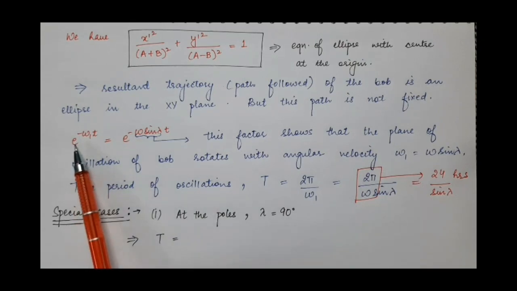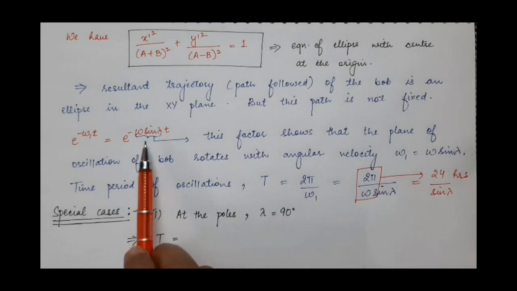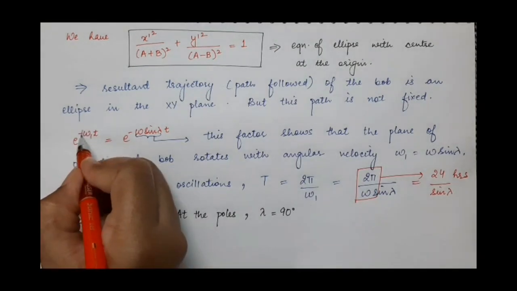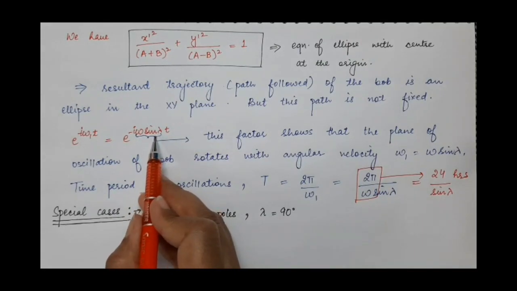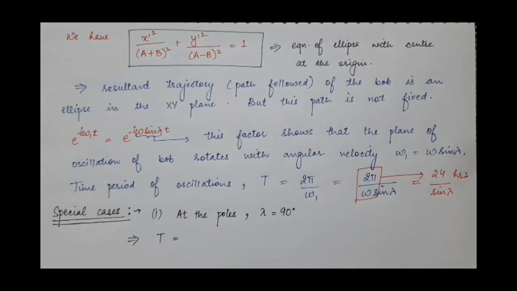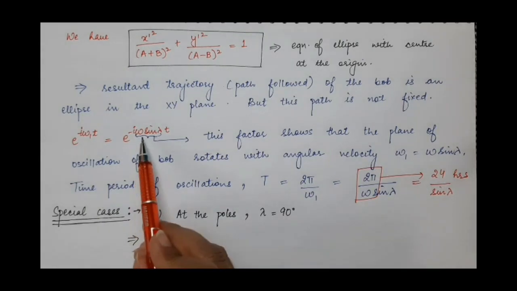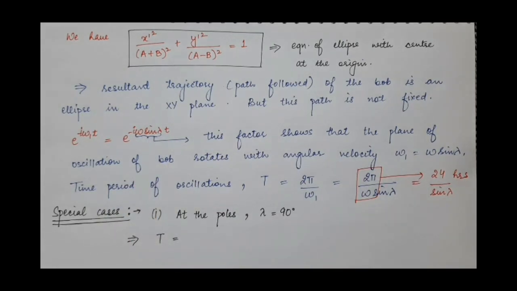And this e raised to power minus omega 1 t term, where this omega 1 is equal to omega sin lambda. So this omega sin lambda factor tells us that the plane of oscillation of the bob rotates with angular velocity omega sin lambda, which we have already shown in the figure of Foucault's pendulum discussed in the previous lecture. So this factor shows that the plane of oscillation of the bob rotates with angular velocity omega sin lambda.